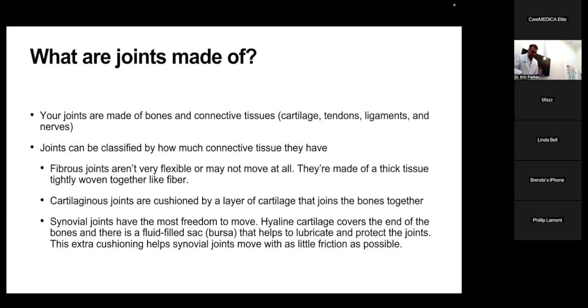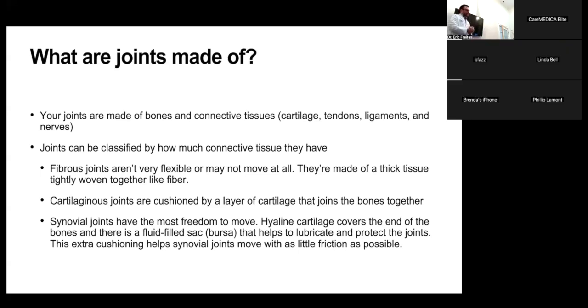Other examples would be the shins. There are two shin bones, but there's this fiber wrapped around them, connecting the two, so it almost acts and functions like one bone. But again, two separate bones. That's what the fibrous joints are.